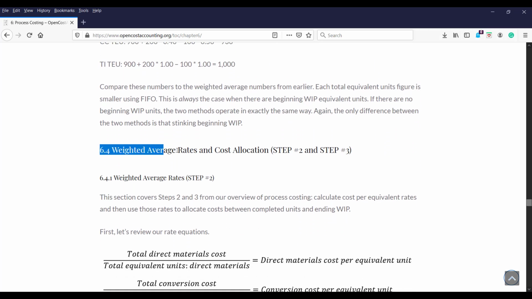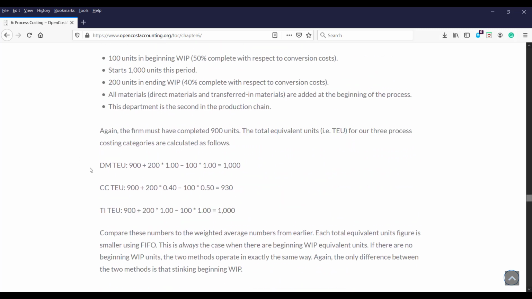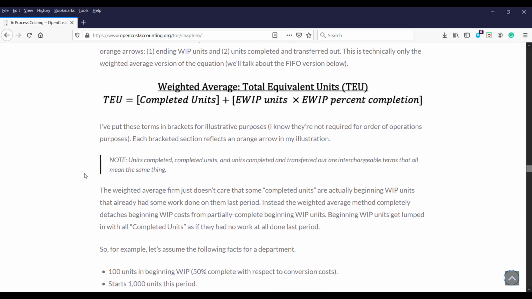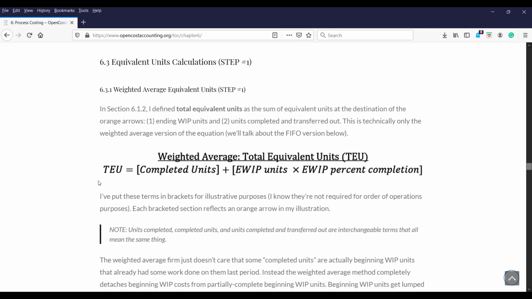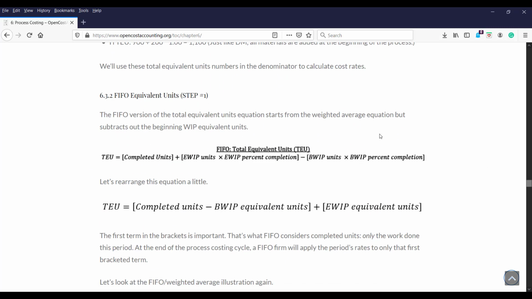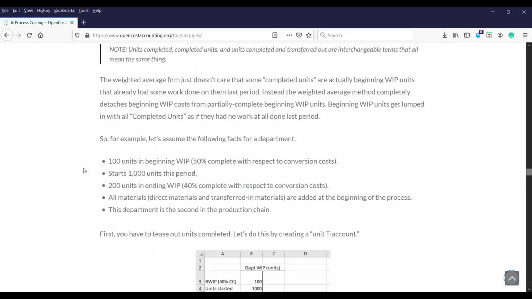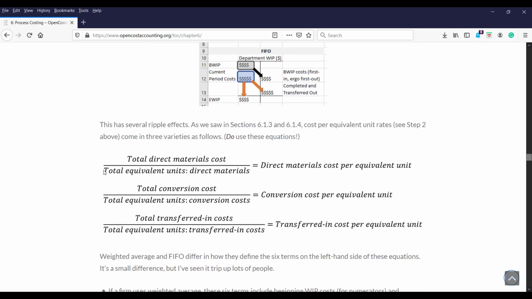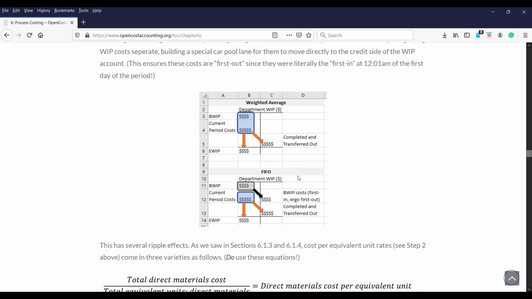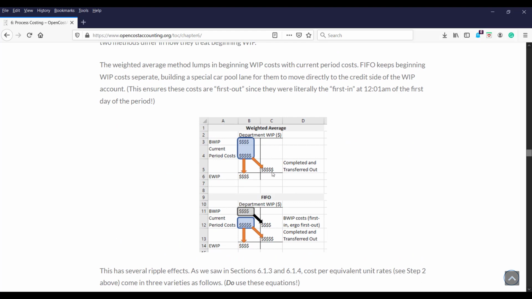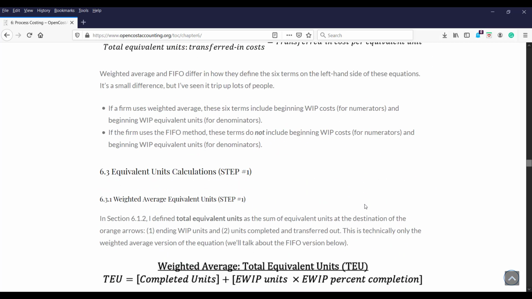And then, of course, next video is going to start talking about weighted average rates and cost allocations. So that should be it for us here. We now have the ability to use our weighted average equation and then our modified FIFO equation down here for total equivalent units. And total equivalent units are important because they form the denominator for each of our rates to apply our costs this period into the credit side of our WIP account, the completed and transferred out units costs, and the ending WIP cost. And so that should be it for me for this video.